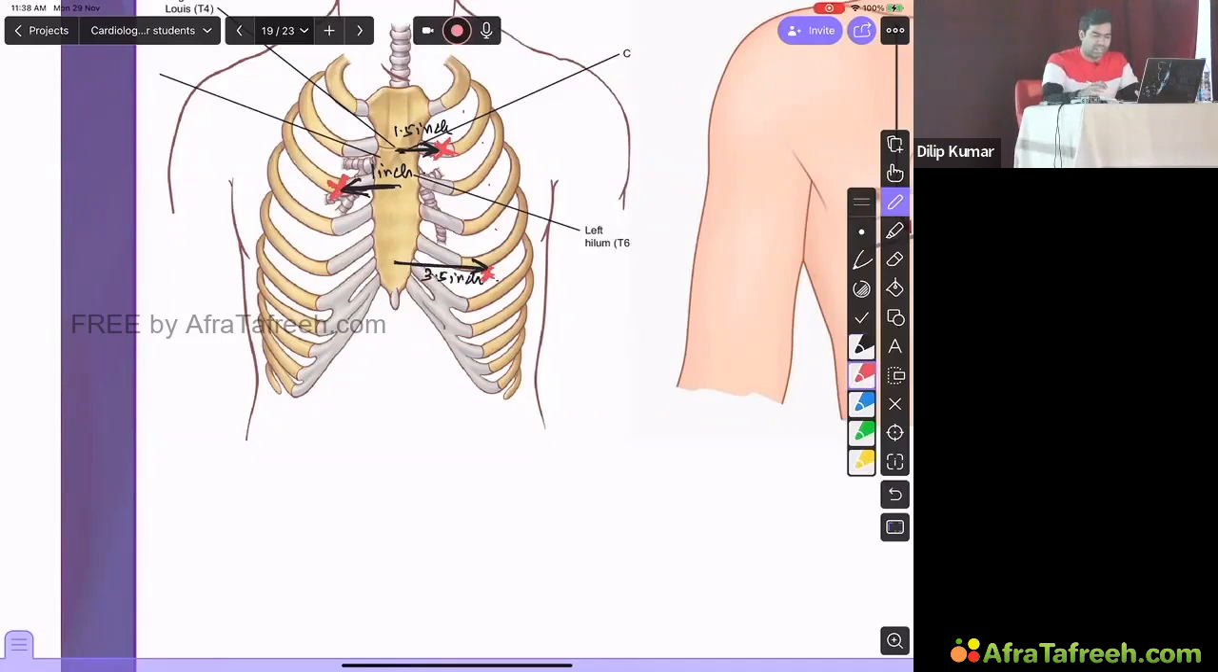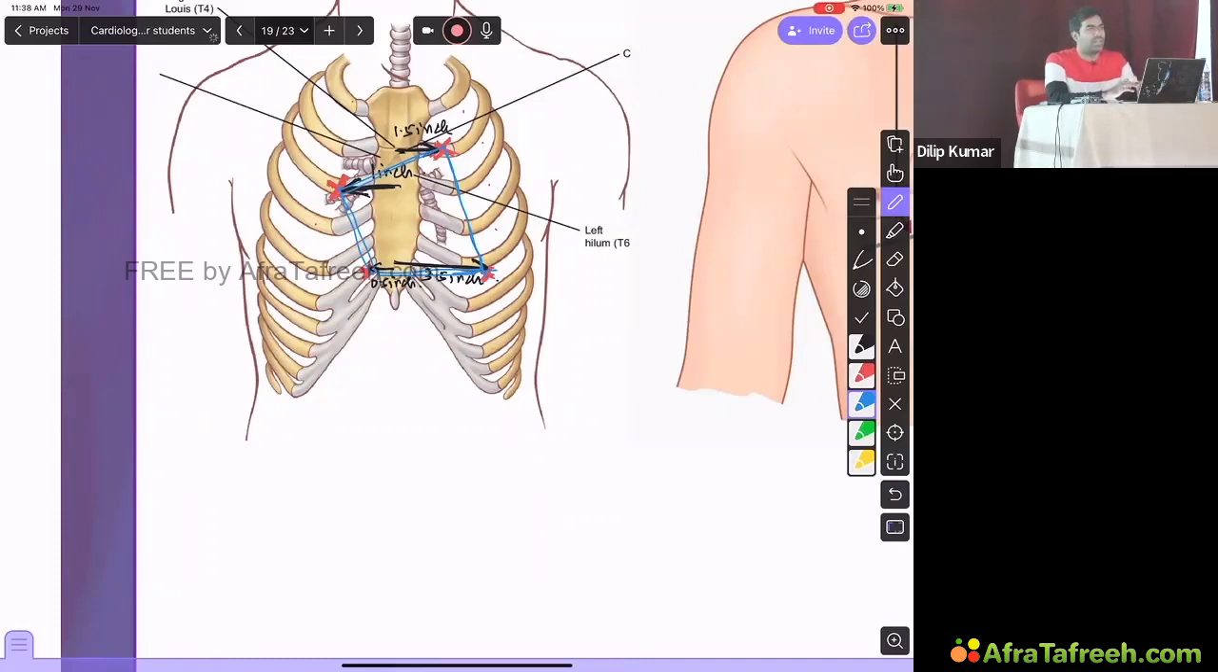Then you take the right sixth costal cartilage. So 1, 2, 3, 4, 5, 6. You have the sixth costal cartilage here, and you take half an inch from the midline and draw another point on the right sixth costal cartilage. Now join all the borders. So this is the normal cardiac border.